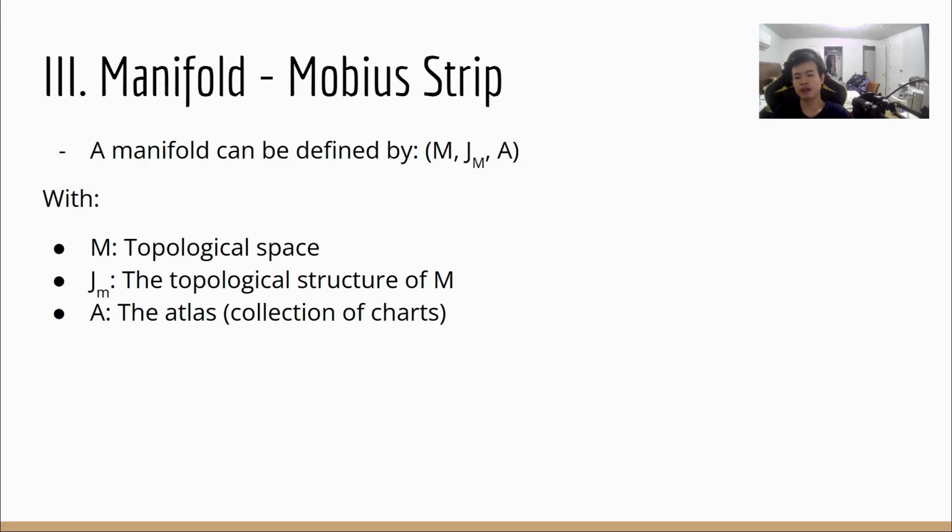Formally, a manifold can be described using three components. Here M is the topological space of the Mobius strip, and S is the Mobius strip itself. J_M is the topological structure on M, and A is the atlas, consisting of a collection of charts which, in union, cover the whole space of the Mobius strip.